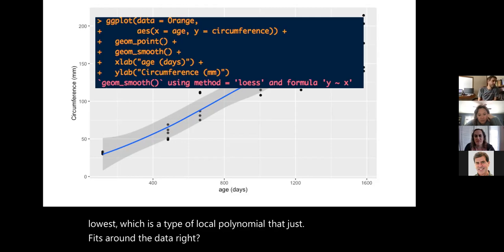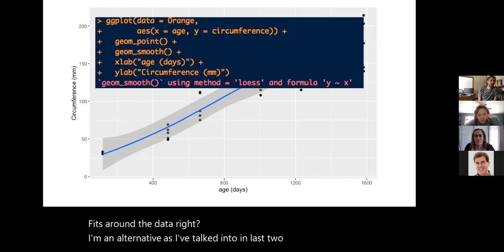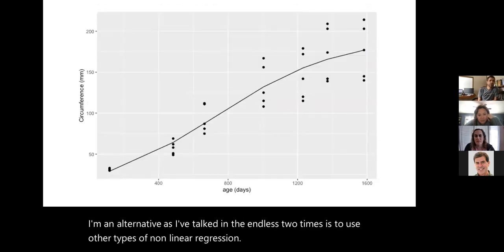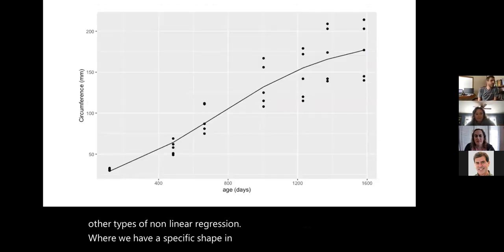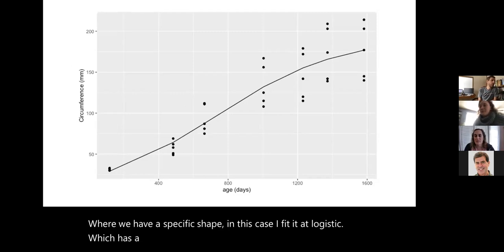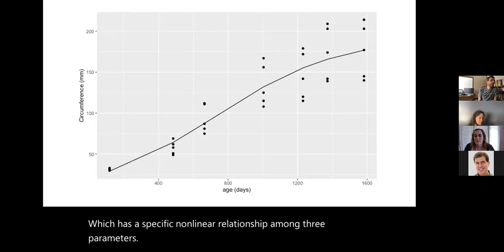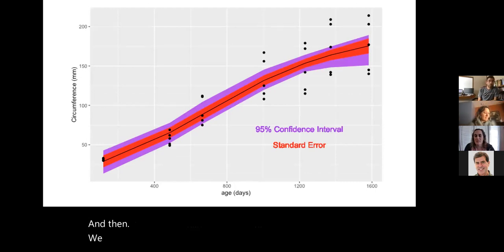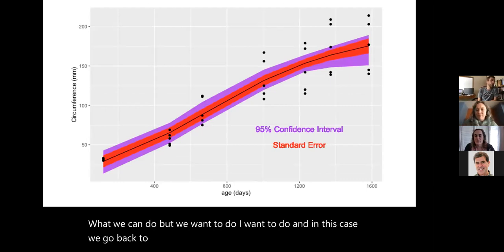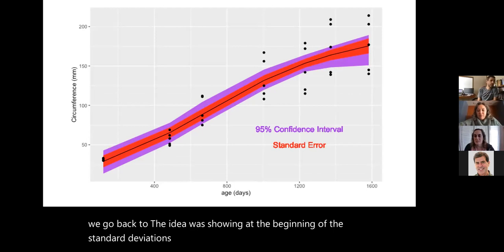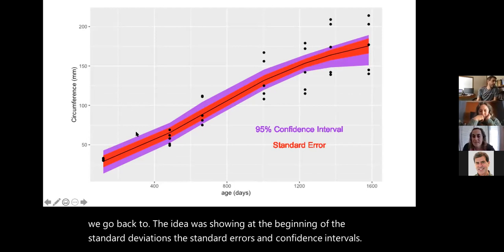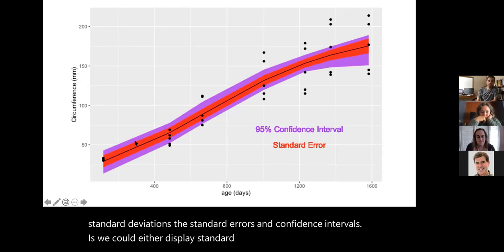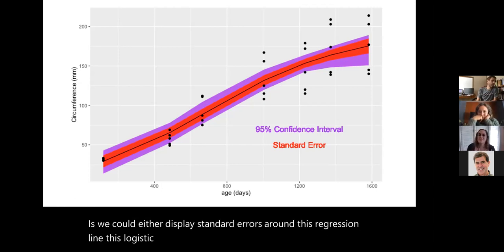An alternative, as I've talked about the last two times, is to use other types of nonlinear regression where we have a specific shape. In this case, I fitted a logistic model, which has a specific nonlinear relationship among three parameters. And then what we might want to do, going back to the idea I was showing you at the beginning of standard deviations, standard errors, and confidence intervals, is either display standard errors around this logistic regression line, or display 95% confidence intervals for the regression line.